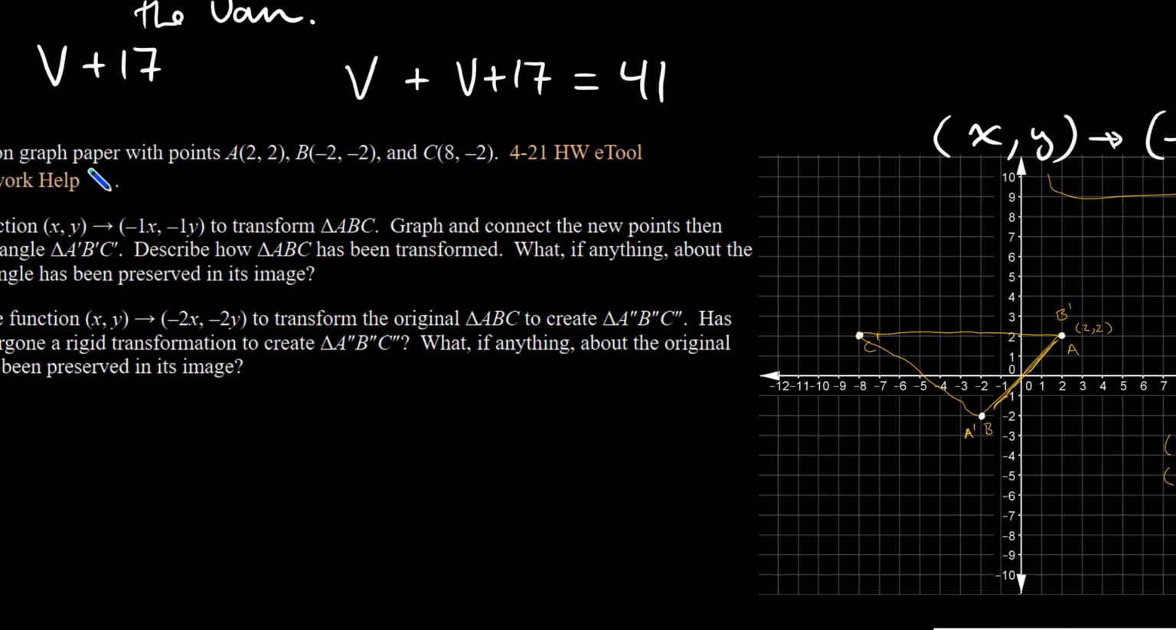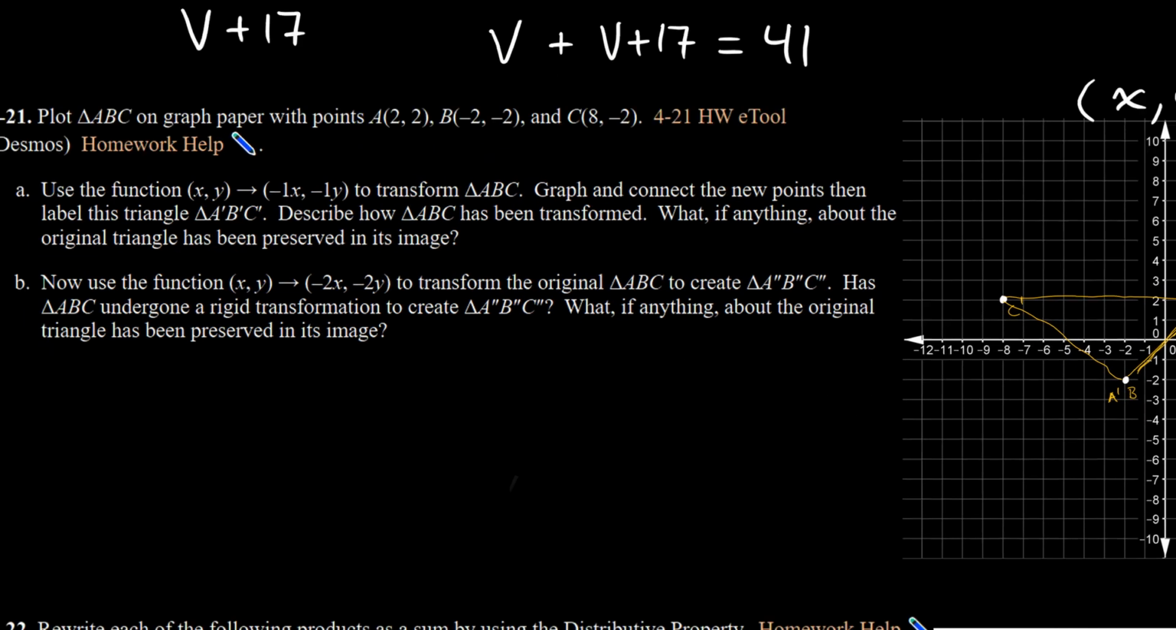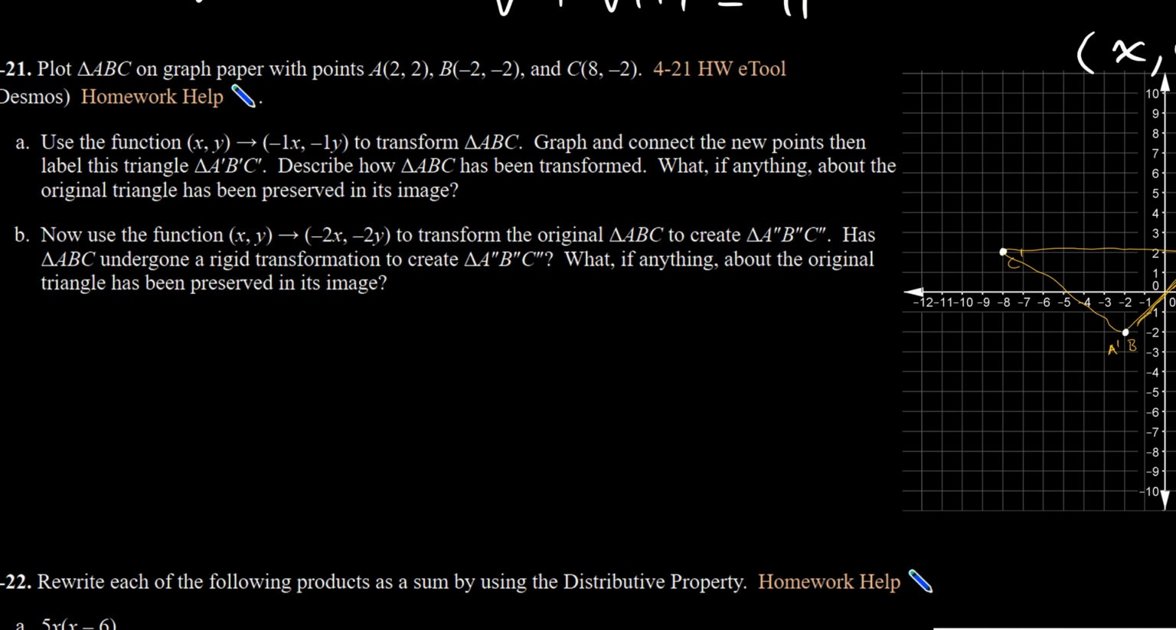Let's see what they got in plan for B. Okay, B. Now use a different function. It's a lot like the old function, but it's different. To transform the original triangle to create a new one with double prime.